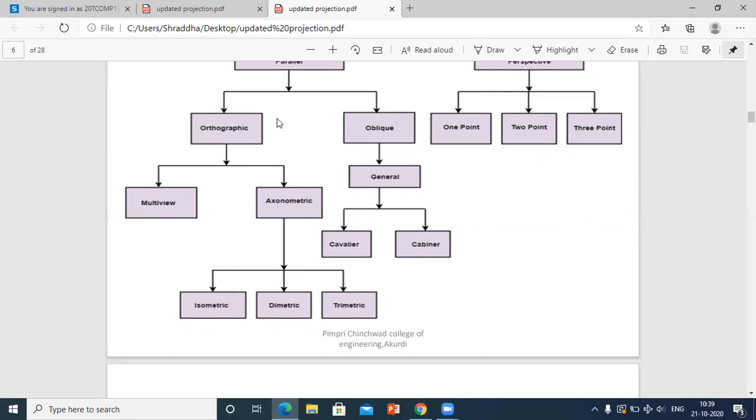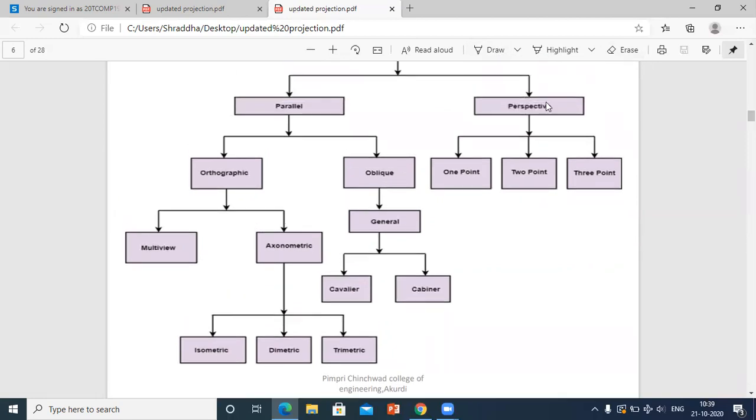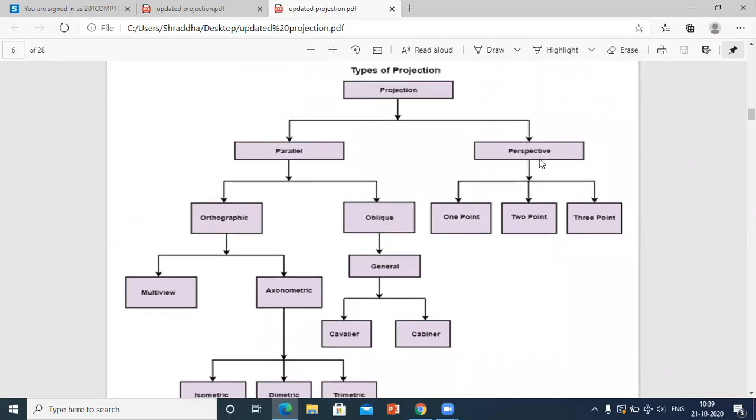Now the right part comprises oblique. Oblique is nothing but general, and under general we have cavalier and cabinet. Then the second part is perspective. In perspective we have 1 point, 2 point and 3 point. These are nothing but the 1, 2 and 3 point vanishing points. Here I have not mentioned the vanishing point, but it is a concept that I will tell you exactly what it means. Okay, so now let's start further.